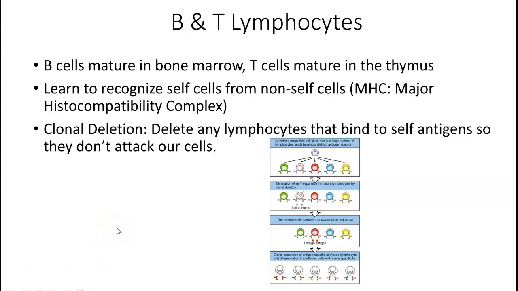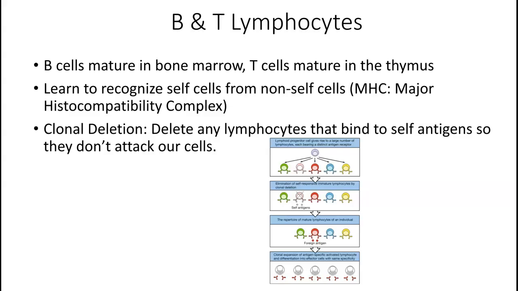We also talked a lot about our B and T cells, our lymphocytes. So B cells are going to mature in the bone marrow. So B and B for bone. And then T cells are going to mature in the thymus. So this happens during gestation. And this is when B cells and T cells learn to recognize self-cell antigen from non-self antigens.